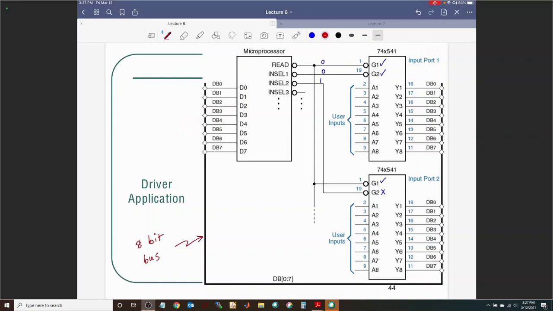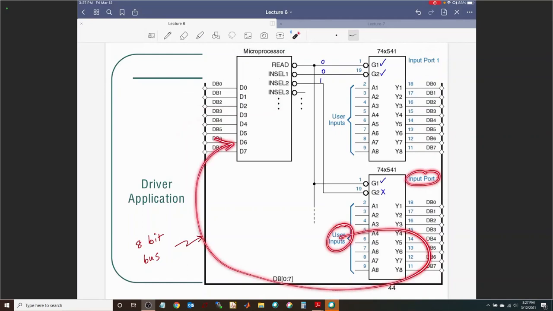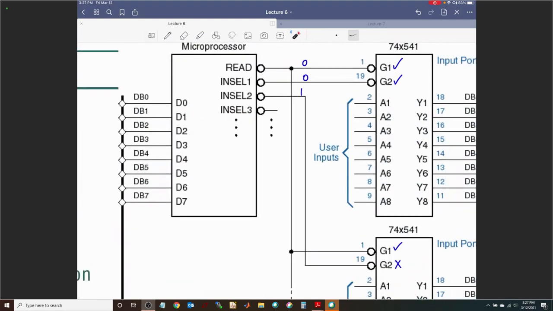Now let's try to see what all I need to change in order to read from input port number two. And this is clearly expandable, right? So you could actually add 3, 4, 5, 6, more than two clearly. So if I was interested in reading from input port number two into the microprocessor, what would I need to change in terms of the control signals that I need to send out from the microprocessor?